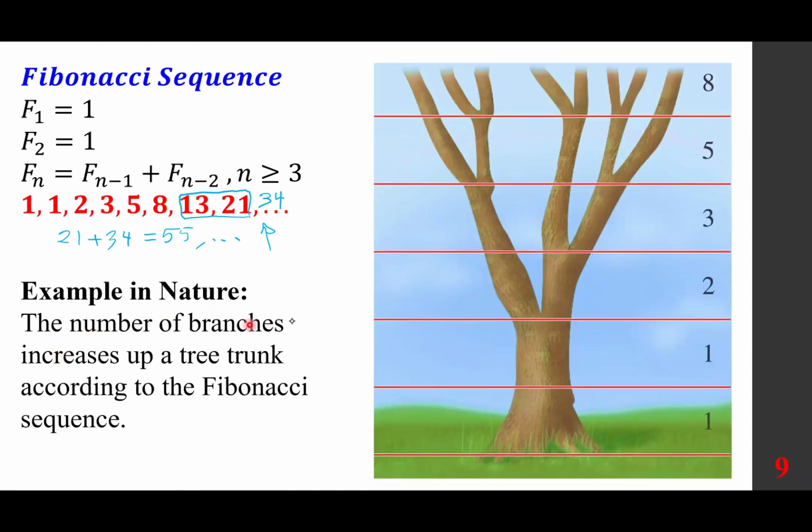Example in nature, the number of branches increases up a tree trunk according to the Fibonacci sequence. So the first year we have 1, the second year we have 1, the third year we add them up, we get 2. The next year we add them up 2 and 1, we get 3. The next one we add them up, we get 5, so on and so forth.